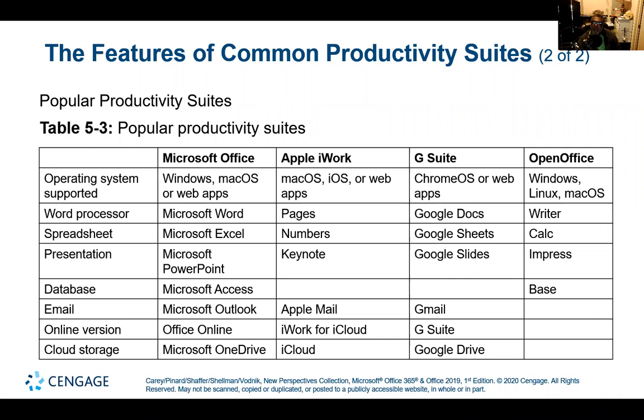All right, so here you'll have a few of the more common productivity softwares, and they compared it to G Suite, Open Office, and Microsoft Office. I'm not going to read through all of these, but you get the point that a word processor program, you're going to use it for word processing, spreadsheets, or for flat files, presentations, software for programs like PowerPoint. Database is Microsoft Access. Email is Outlook, online versions of Office Online. And then there's the cloud versions with OneDrive.